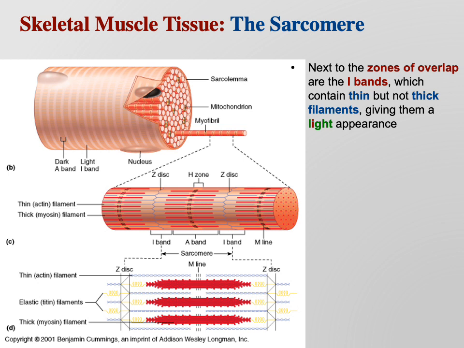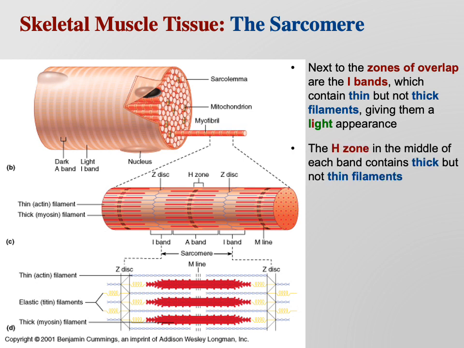So when you look in the upper left, see how it looks like that muscle is striped? It has the dark and the light bands. The dark bands are the A bands, the light bands are the I bands. The dark bands are made up of thick filaments plus some overlapping thin filaments. The light, the I band, is only thin filaments, okay?